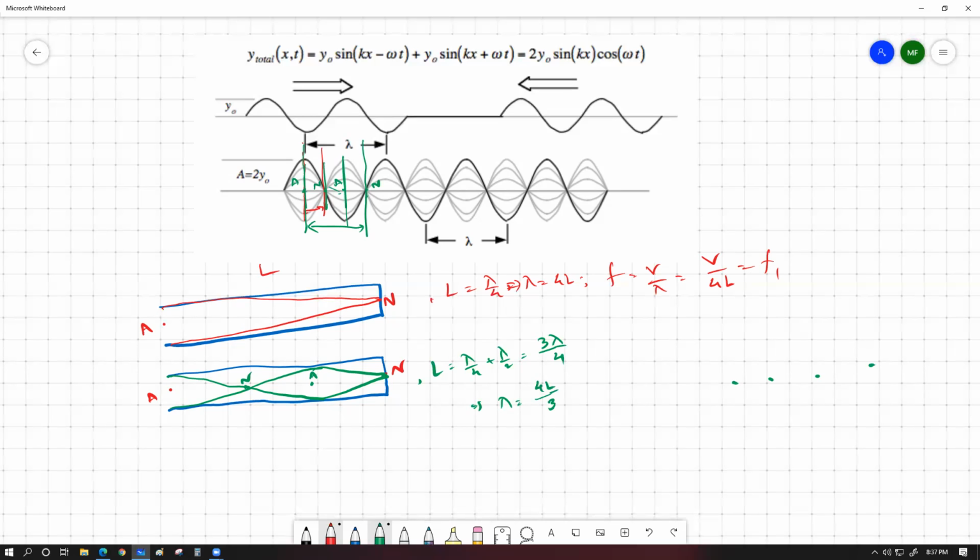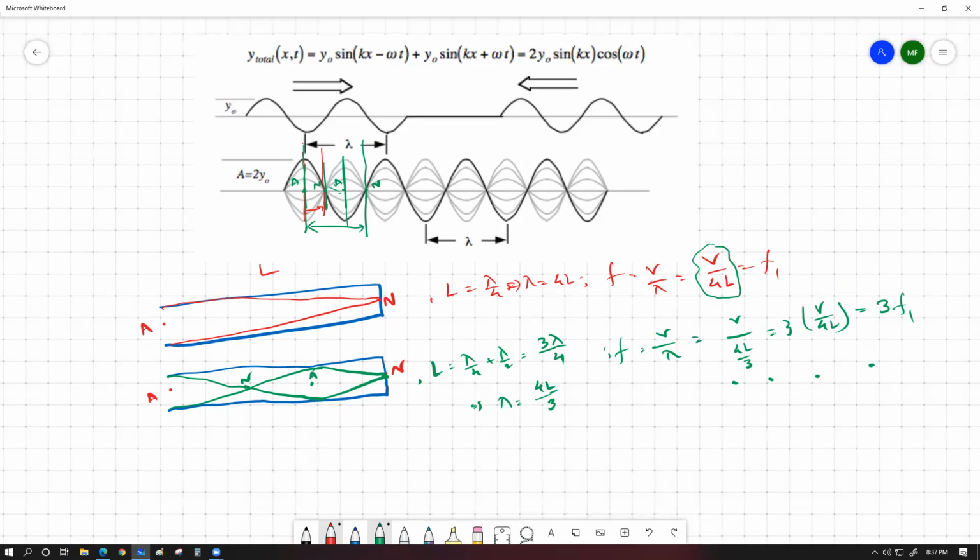4L/3. এখান থেকে যদি আমি এখন ফ্রিকোয়েন্সি ক্যালকুলেট করি, ফ্রিকোয়েন্সি is given by v over lambda, which is going to be given by v divided by 4L/3. Ultimately this is coming up to be 3 multiplied by v divided by 4L. v divided by 4L টা ছিল আমাদের fundamental frequency basic expression, so this can go out as 3 times the fundamental frequency.